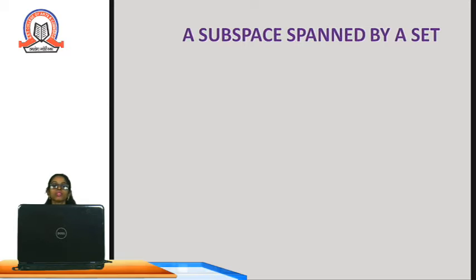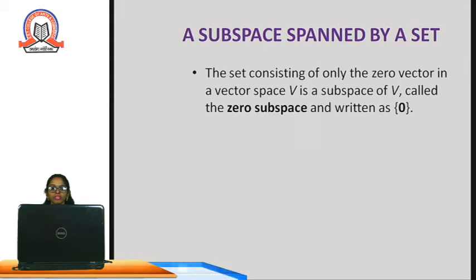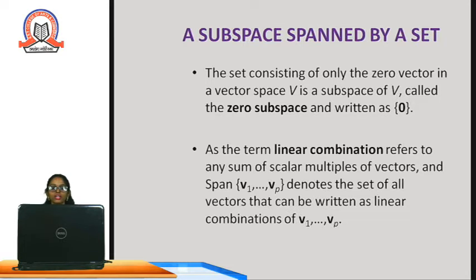Now the next term is a subspace spanned by a set. The set consisting of only the zero vector in a real vector space V is a subspace of V called the zero subspace and written as curly bracket 0. The term linear combination refers to any sum of scalar multiples of vectors, and span of curly bracket v1 to vp denotes the set of all vectors that can be written as linear combinations of v1, v2, v3 up to vp vectors.